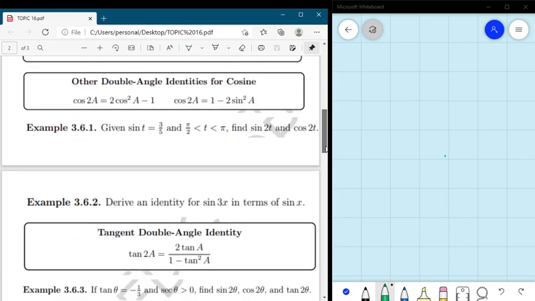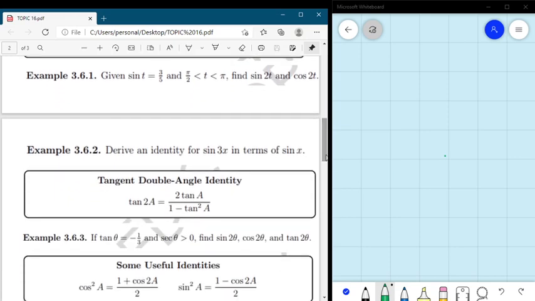Let us solve example 3.6.1. We are given that sine t is equal to 3/5, where t is between pi over 2 and pi. Then we are to find sine 2t and cosine 2t. In this case, we are going to analyze which quadrant t is in. T is between pi over 2 and pi, so it's in quadrant 2.